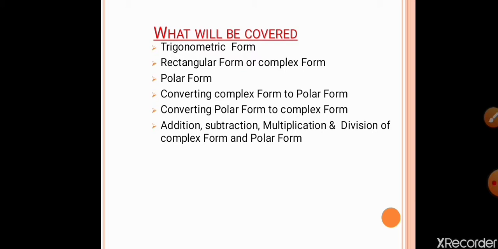So the following topics are covered in today's session: trigonometric form, rectangular form or complex form, polar form, converting complex form to polar form and vice versa, addition, subtraction, multiplication and division of complex form and polar form. As we know, a vector is a quantity which has both magnitude as well as direction. So it plays a very important role in electrical engineering.